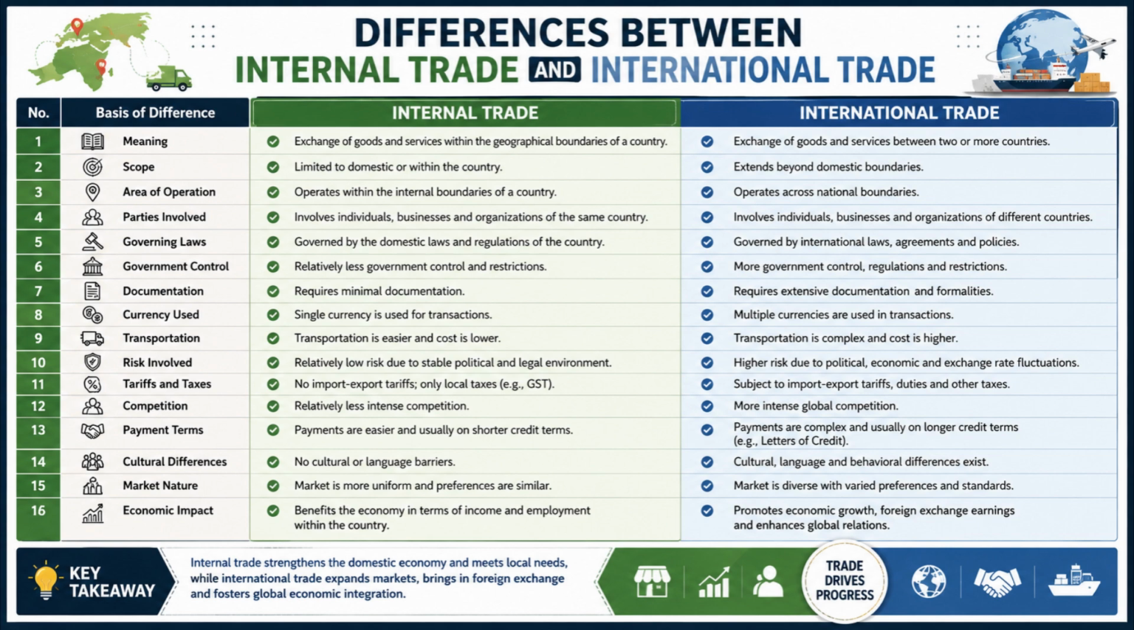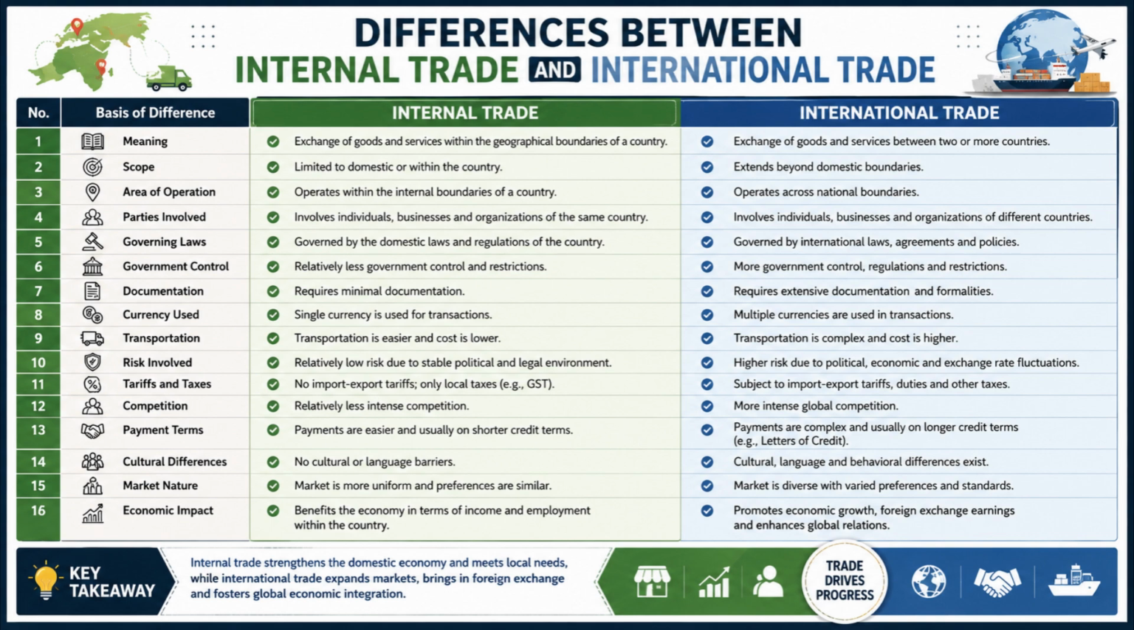Number 13. Payment procedures in internal trade are usually simple and faster, whereas international trade often requires complex payment methods such as letters of credit and international banking arrangements. Number 14. Internal trade faces minimal cultural or language barriers, whereas international trade must overcome cultural differences, language barriers, and varying consumer behaviors.